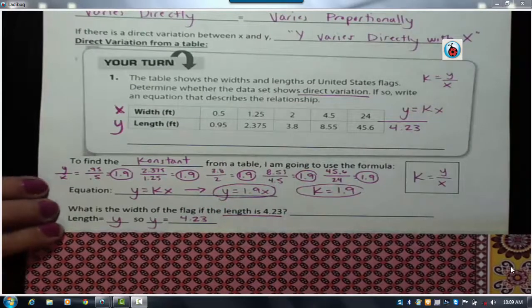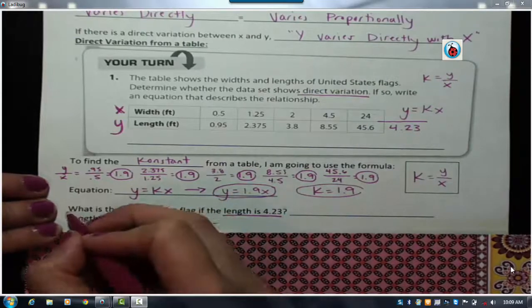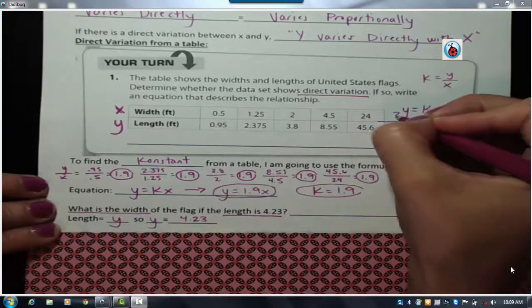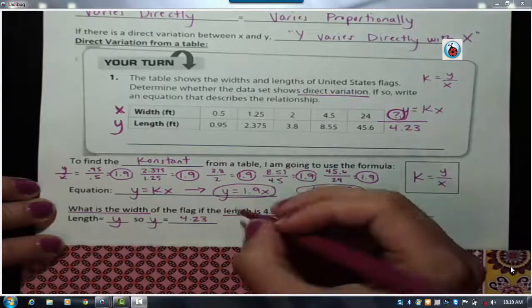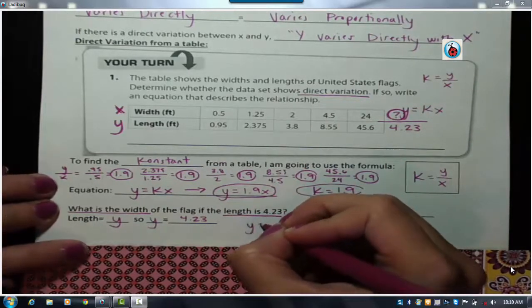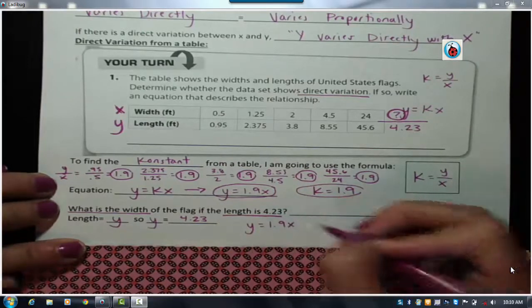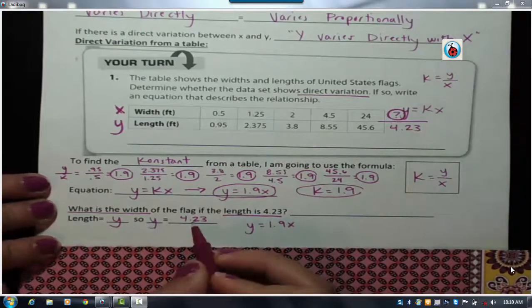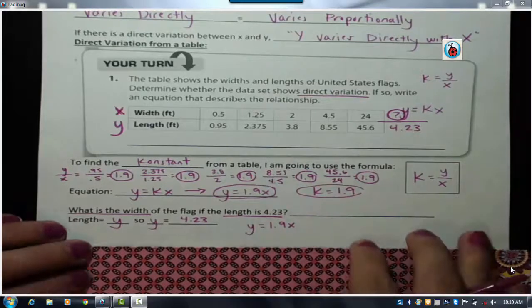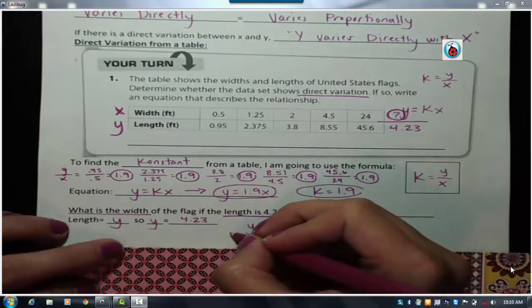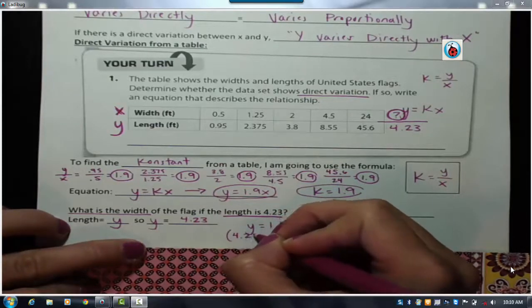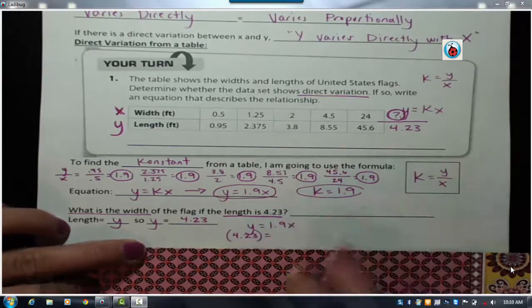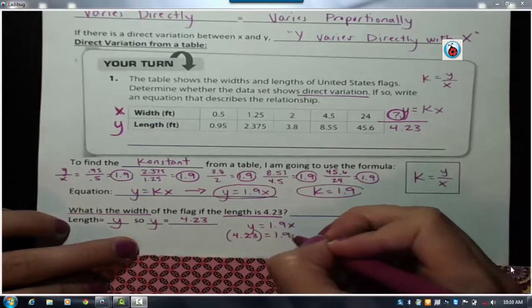Now I'm going to use that information to figure out what the width is, because that's what the question's asking me. So it's really asking me what this is right here. So I'm going to use my equation that I just wrote. Y is equal to 1.9x. Okay, they gave me y is 4.23, so I'm going to substitute that with parentheses in for my y. Okay, and I'm going to rewrite the whole equation.